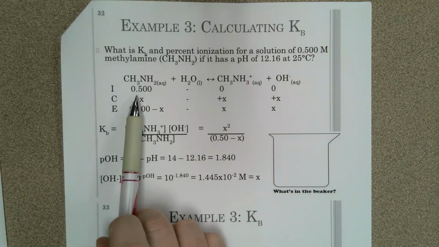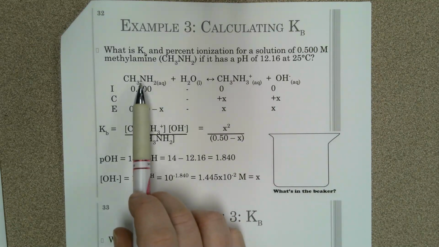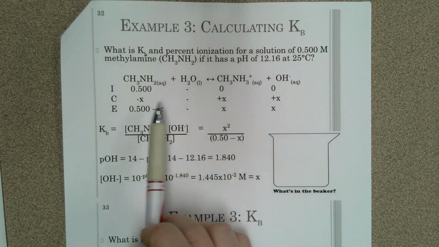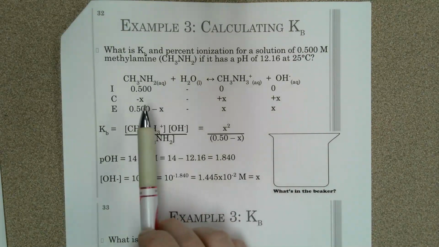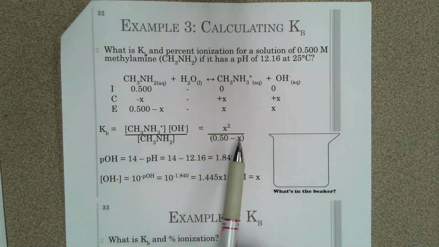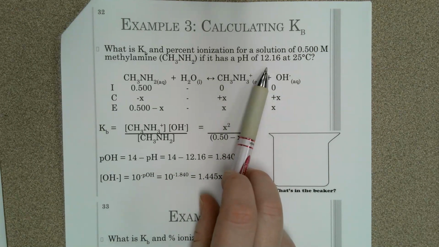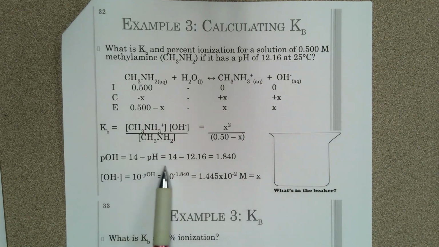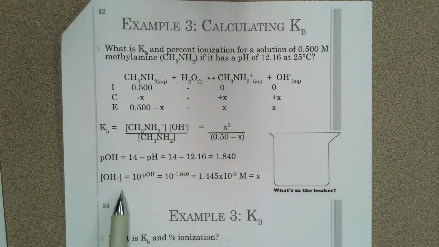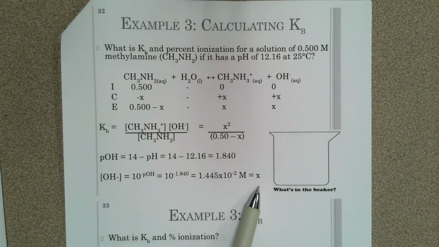Okay. All right, so set up your ICE table just like how we've been doing it. So we have our 0.5 molarity here, 0, 0, and then negative x, plus x, plus x. Plug it into our Kb expression. We know our pH is 12.16, so we can find our pOH just by subtracting from 14. And then that will give us our hydroxide ion concentration. And once we have our hydroxide ion concentration at equilibrium, that is our x value.